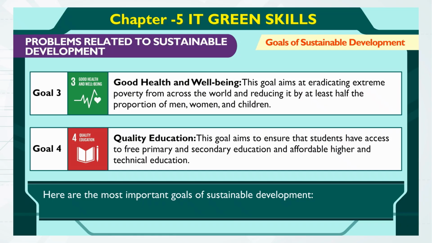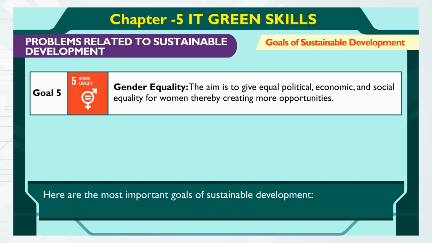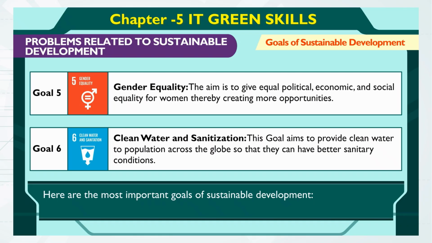Goal 4. Quality education. This goal aims to ensure that students have access to free primary and secondary education and affordable higher and technical education. Goal 5. Gender equality. The aim is to give equal political, economic and social equality for women, thereby creating more opportunities. Goal 6. Clean water and sanitization. This goal aims to provide clean water to population across the globe so that they can have better sanitary conditions.